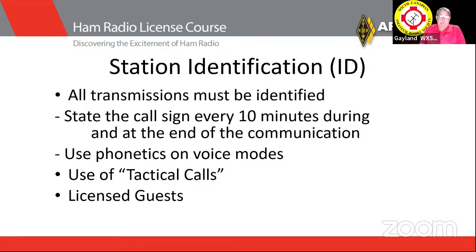Enough of that. Can you use tactical calls? What is a tactical call? Well, as Lee mentioned a while ago, I'm the emergency management director at the City of Moore. My radio call on my public safety radio is Moore EM1. Can I use Moore EM1 on the ham bands? Sure. Do it all the time. Well, I'll do it once in a while. That is not your station identification.